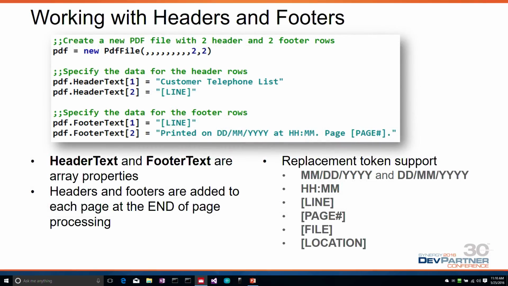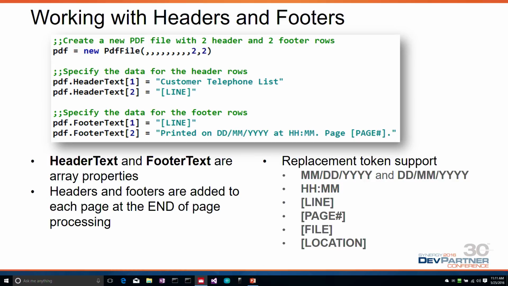Working with headers and footers, if you want to have page headers and page footers, then you just specify the number of header rows, the number of footer rows, or you don't have to have both when you create the PDF file, and that sizes some arrayed properties. So you then work with pdf.headerText 1 and 2 because I requested 2 headers. You set pdf.footerText 1 and 2 because I requested 2 footers, and every time you throw a new page, it will add that text onto the page.